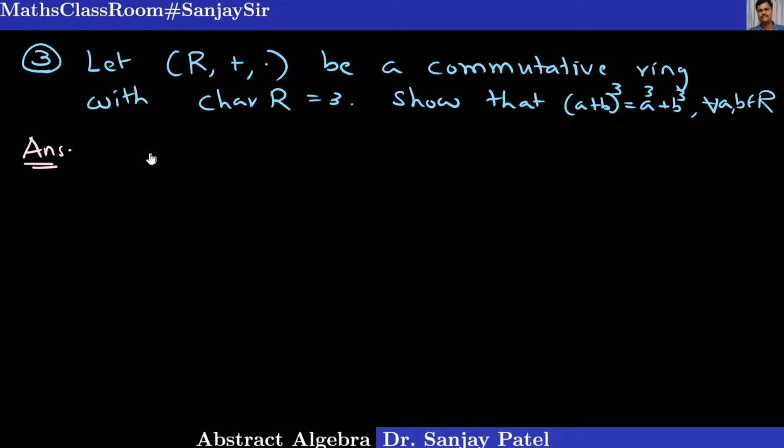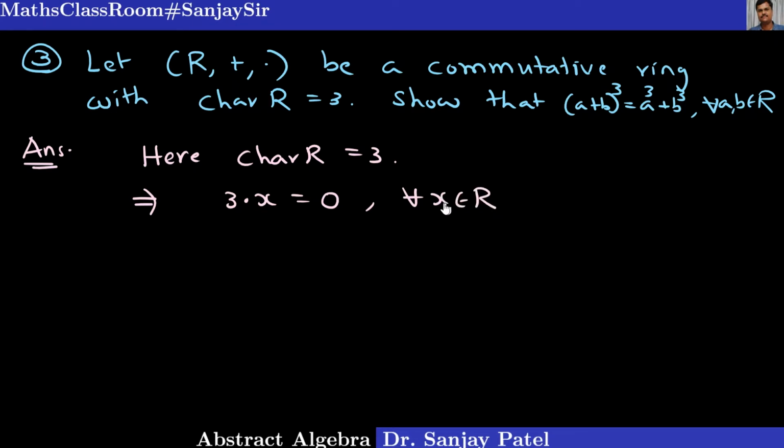Here, characteristic of the ring is 3. That means that 3 is the smallest positive integer such that 3 into x equal to 0 element for every x belongs to R. Remember, 3 is the smallest positive integer satisfying this condition. What I want is only this, that 3 times x is equal to 0 for all the elements in the ring.